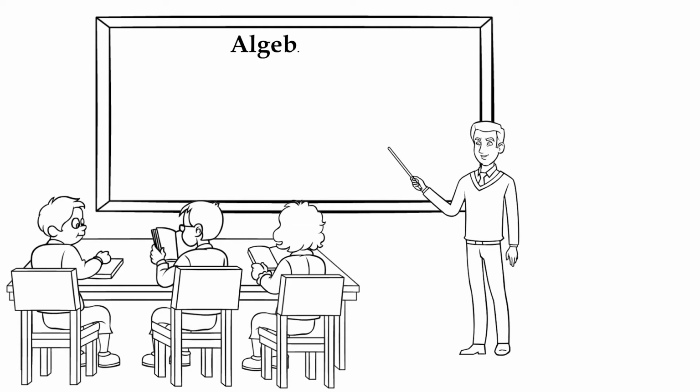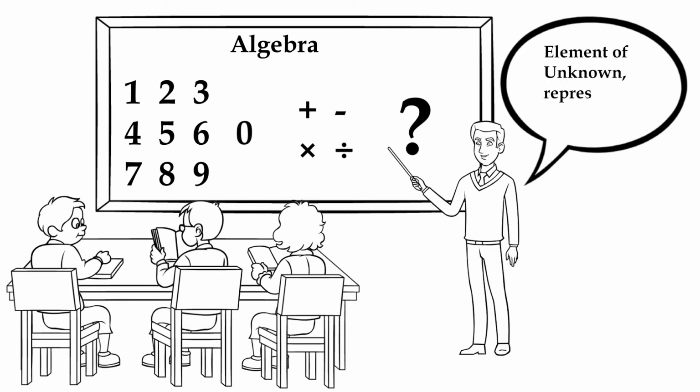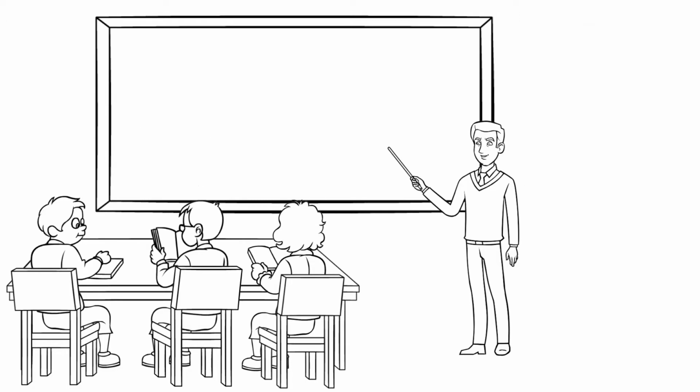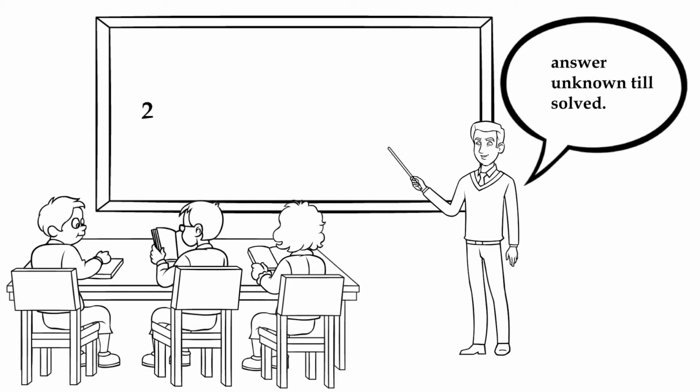Similarly, algebra is the basics of the application of maths in all the fields. Algebra uses the same operations as arithmetic. In addition to the numbers, there is an additional element called the element of unknown. These unknown elements are noted by alphabets. In an arithmetic problem, all the numbers and operations are known, while the answer remains unknown until the operation is done. While giving the problem, the space for the answer has a question mark or is left blank.